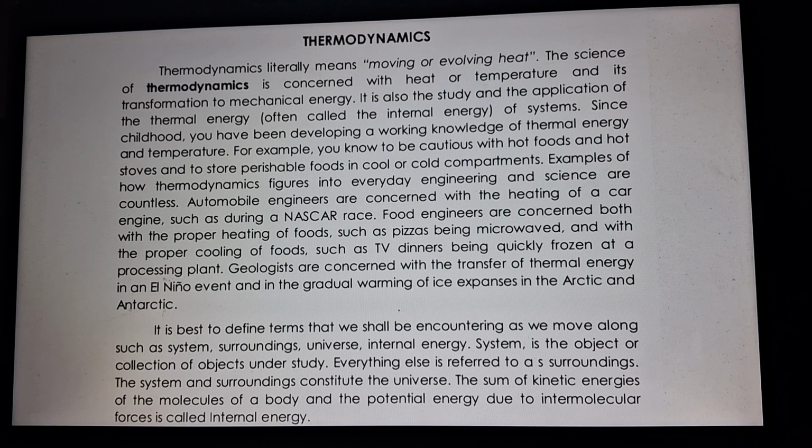The sum of the kinetic energies of the molecules of a body and the potential energy due to intermolecular forces is called internal energy.